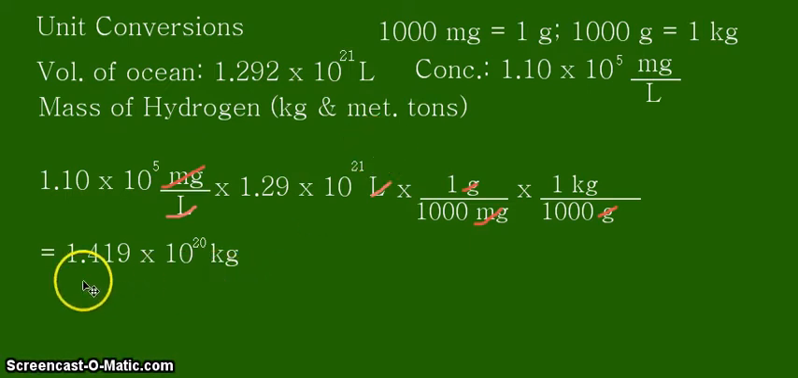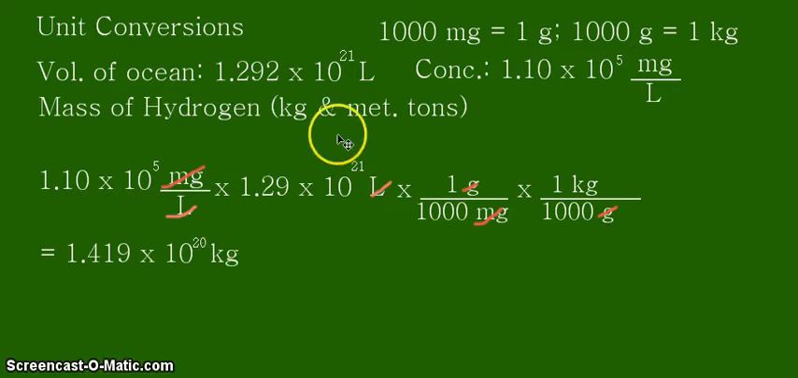But remember, before you report your final answer in kilograms, you have to look back at the given, which is 1.10, that contains 3 significant figures. So your final answer should only contain 3. As you can see here, we have 4, so we need to round off and look at the third digit, that's 1, followed by 9. So 9 is obviously greater than 5, so we need to add 1. So our final answer is 1.42 times 10 to the 20 kilograms.